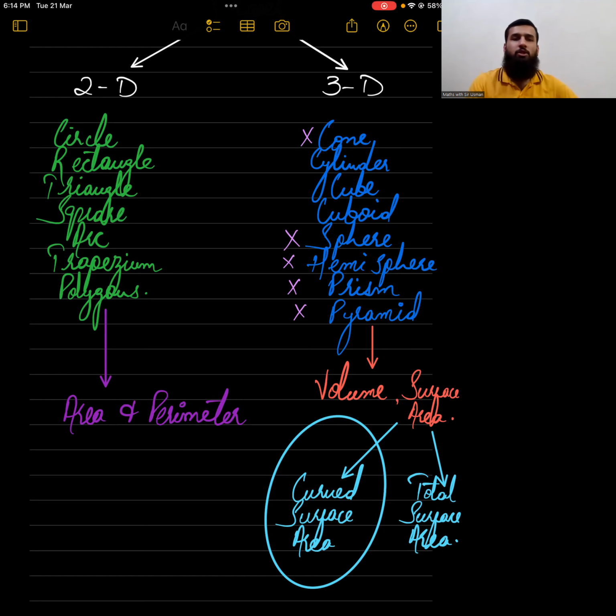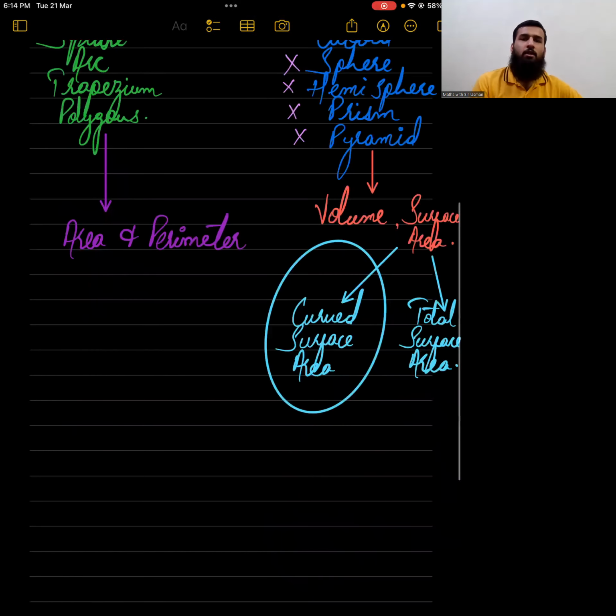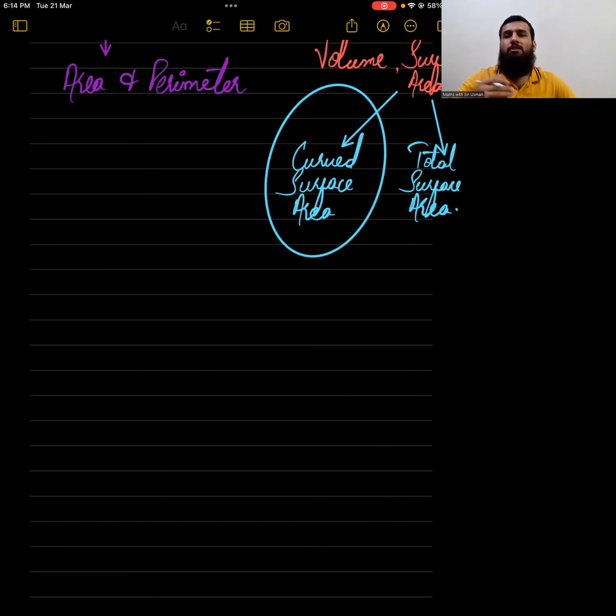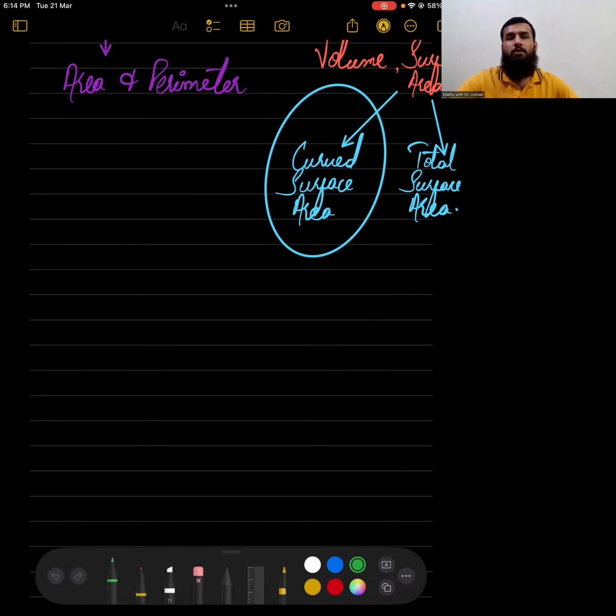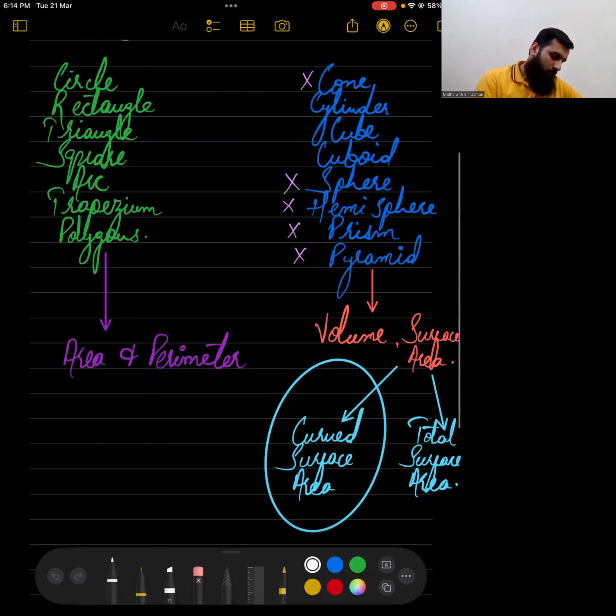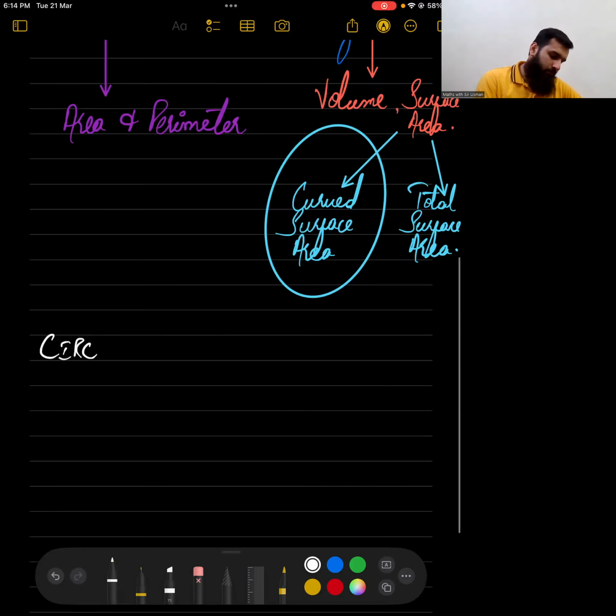Now, starting up with 2D shapes, we need to understand the formulas of them. So I'll be just writing all of them down step by step, and we'll be going through their formulas as well. For the 2D shapes, we'll be memorizing or understanding the concept of their areas and the perimeter. So starting up with the first shape, which is a circle. So can any one of you tell me what is the area of a circle? What is the formula for area?